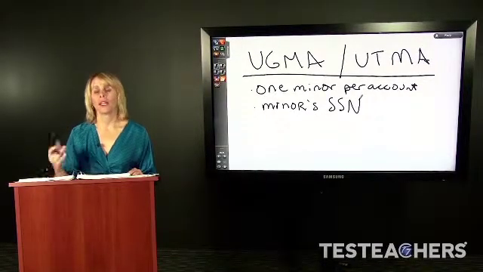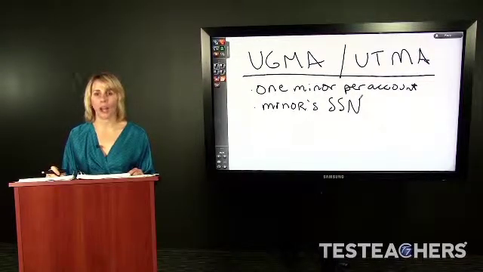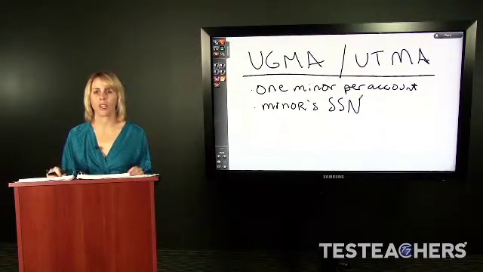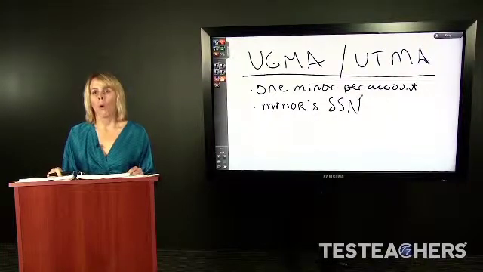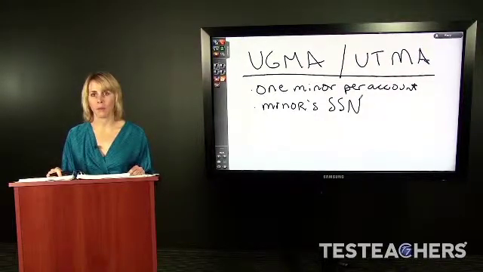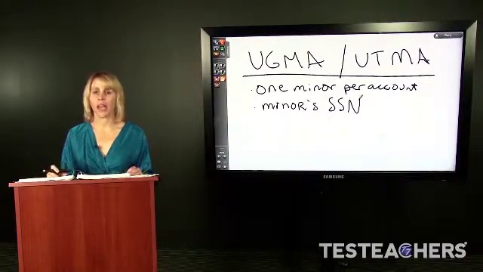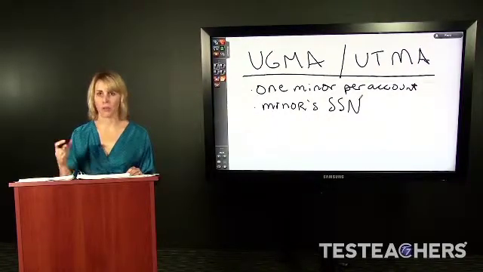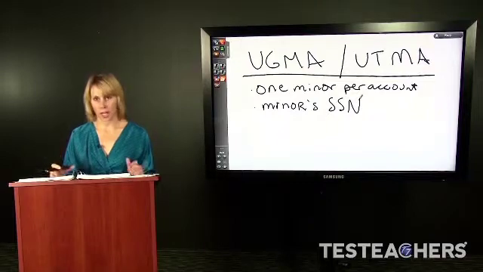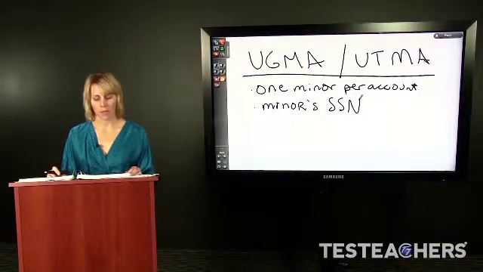This rule, the kiddie tax rule, applies when the child is a kiddie by definition, under age 19 or under 24 if they're a full-time student. So UGMA, UTMA accounts are going to be subject to the kiddie tax rule potentially, very commonly.